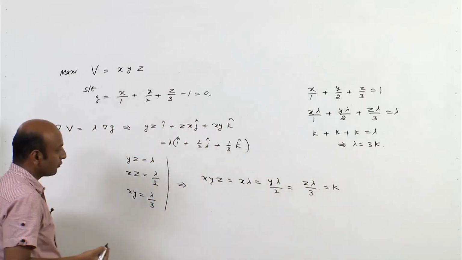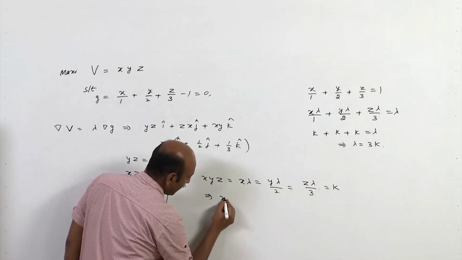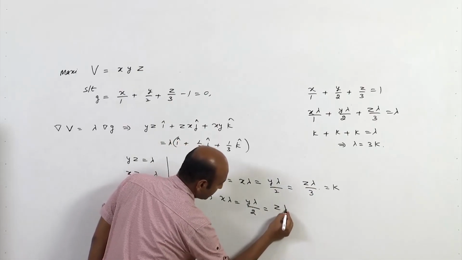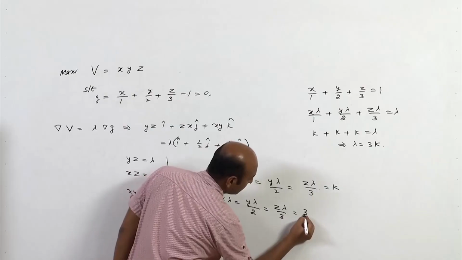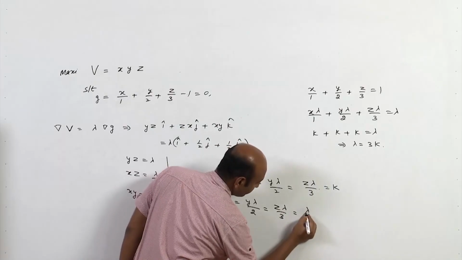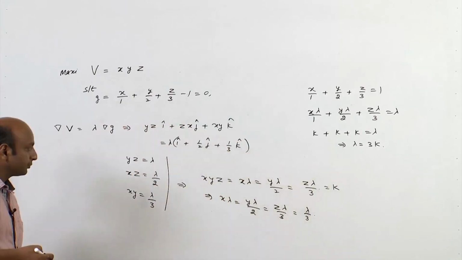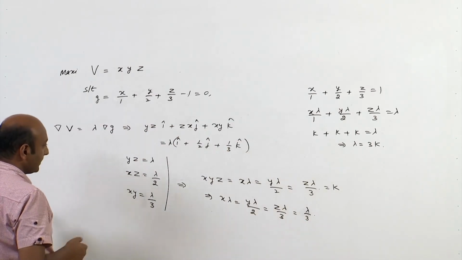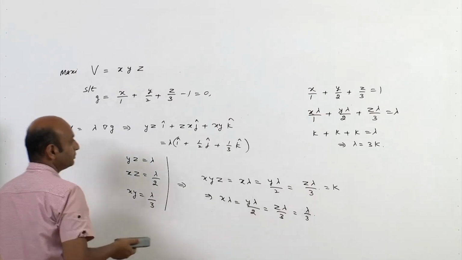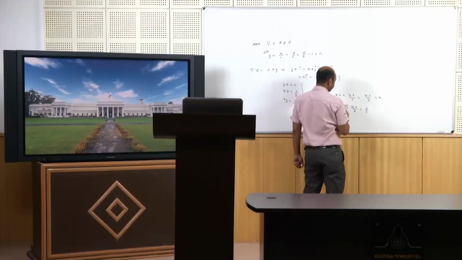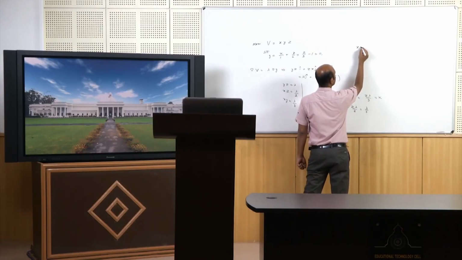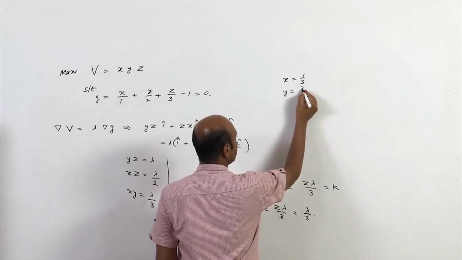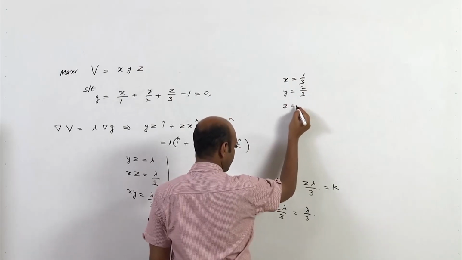So from here what do we obtain? x lambda is equal to y lambda by 2 is equal to z lambda by 3, which will be equal to lambda by 3. So what will be x now? x will be equal to 1 by 3, y will be equal to 2 by 3 and z will be equal to 1.